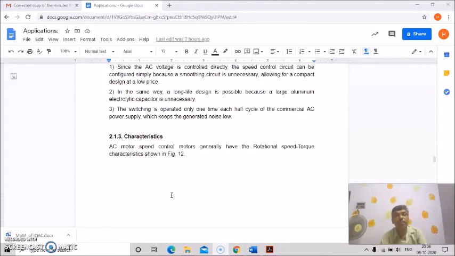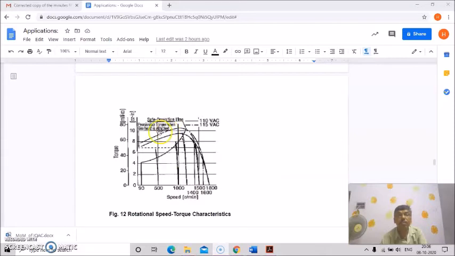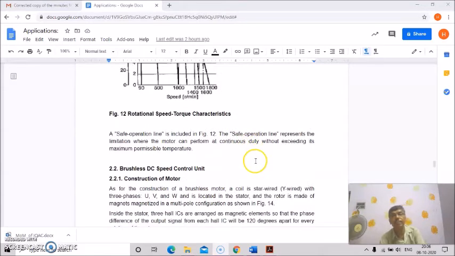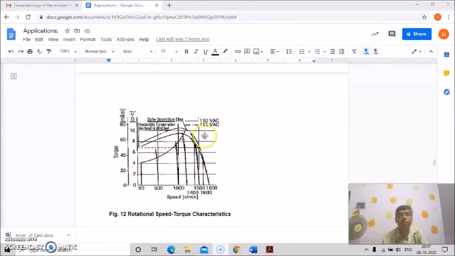Now the characteristics portion: we will discuss the speed control of AC motors. Basically, speed control motors generally have rotational speed torque characteristics, and that is shown in this figure. Here we have shown the safe operation line. This safe operation line is included in the rotational speed torque characteristics, and it depends on the limitations where the motor can perform at continuous duty without exceeding its maximum permissible temperatures. So this is the safe operation line.